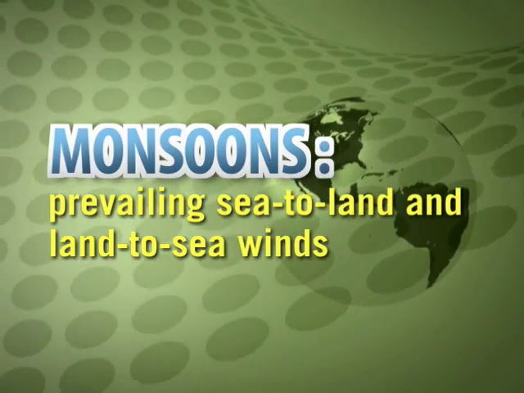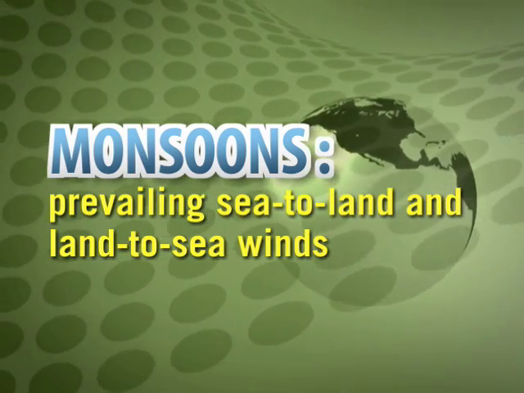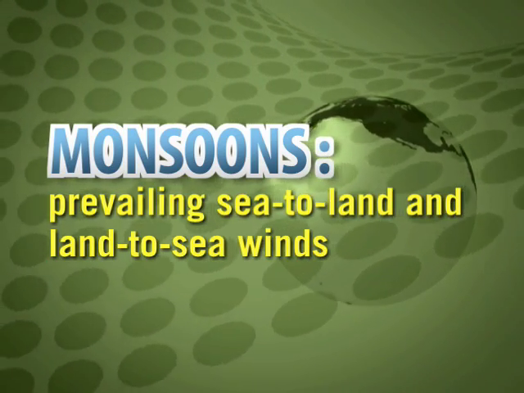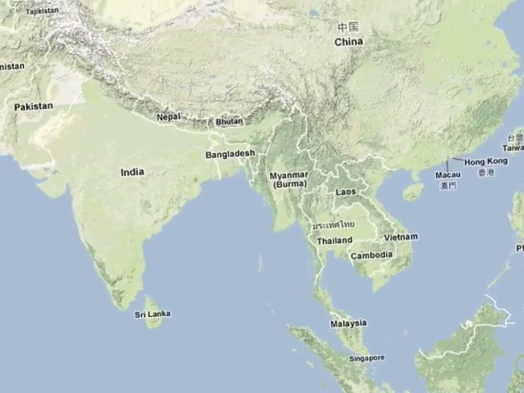Monsoons are the prevailing sea-to-land and land-to-sea winds that determine wet and dry seasons. The continent of Asia, especially near India, experiences seasonal changes in wind direction, producing either rainfall or drought.